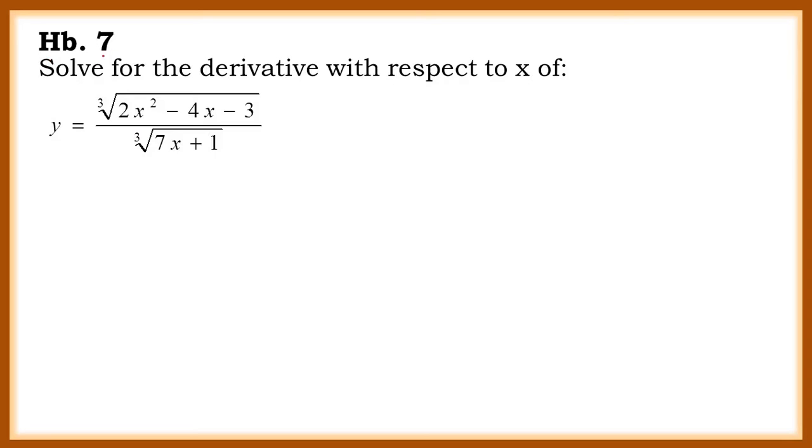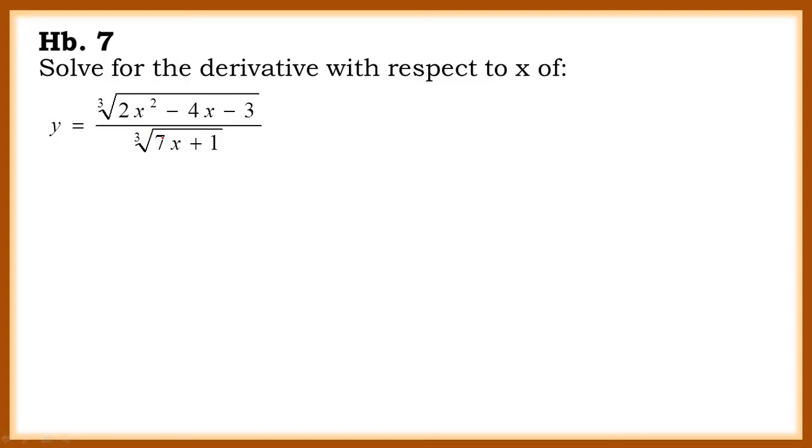Problem number 7. We have to solve for the derivative with respect to x of y is equal to the cube root of 2x squared minus 4x minus 3 all over the cube root of 7x plus 1. For this equation, since pareho silang radicals, ang gagawin natin ay ililipat muna natin sila into its exponential form para kapag nag-compute tayo ng derivative later on, mas madali siyang gawin.